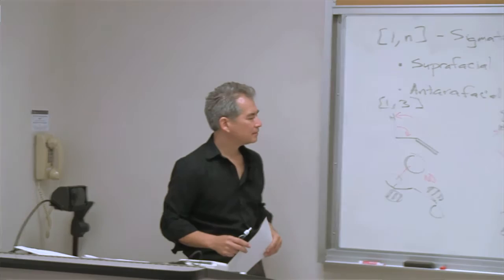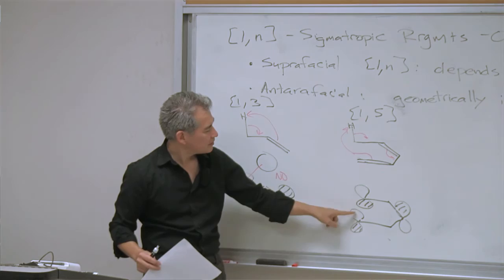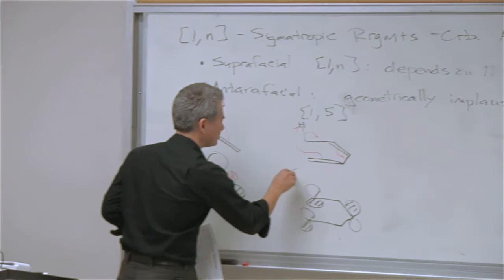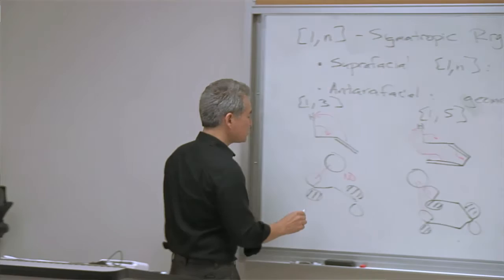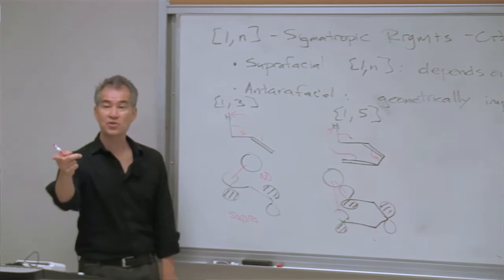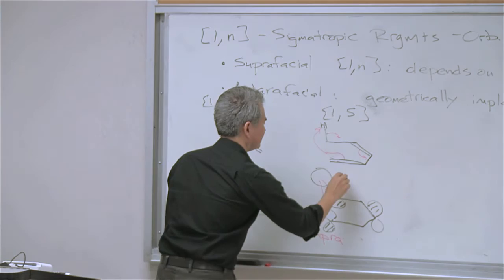So with a pentadienyl system, with a 5-carbon pi system, the two end carbons have the same phasing on the top. And that means if I draw a hydrogen atom as a 1s orbital, I can simultaneously have bonding between both of the end carbons on the same face. So the suprafacial shift for a 1-3, totally implausible. But a suprafacial 1-5 shift on the same face, no problem. 1-5 shifts are very common in organic chemistry.